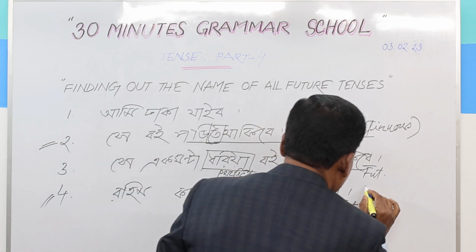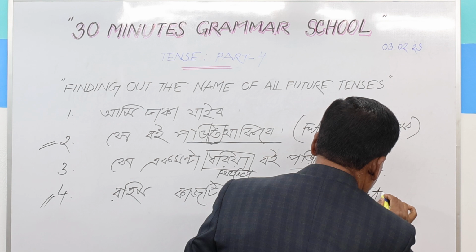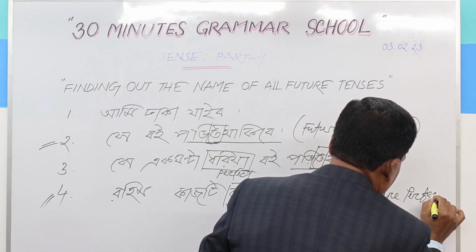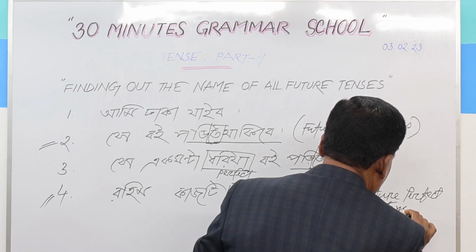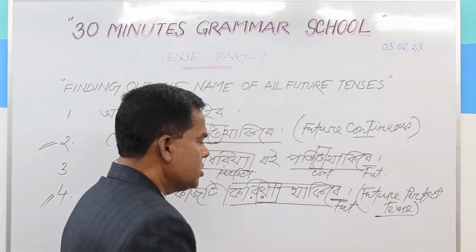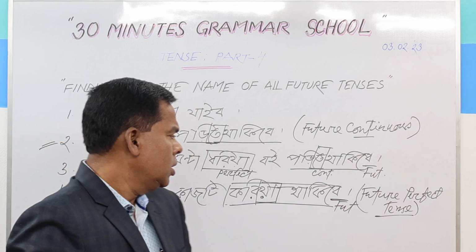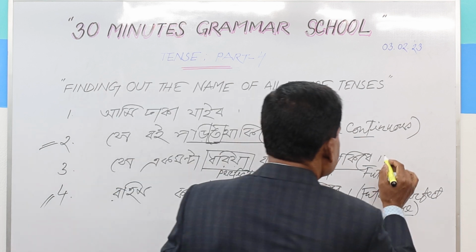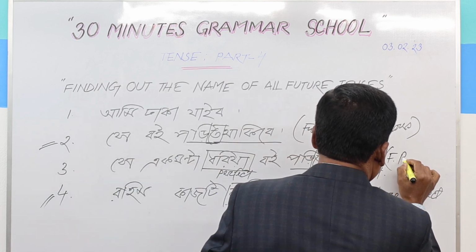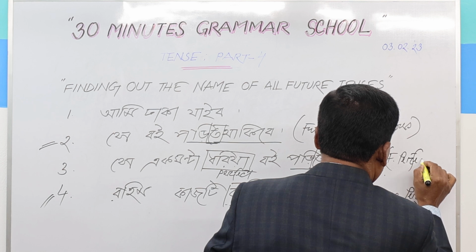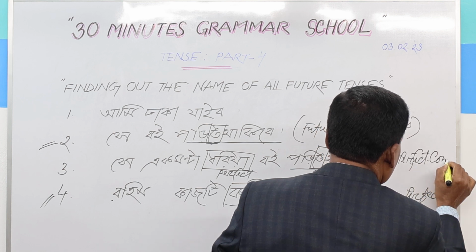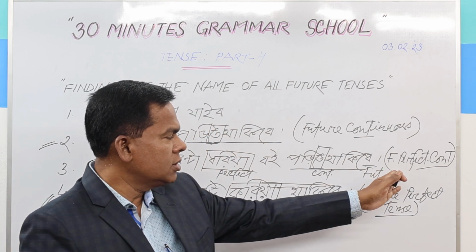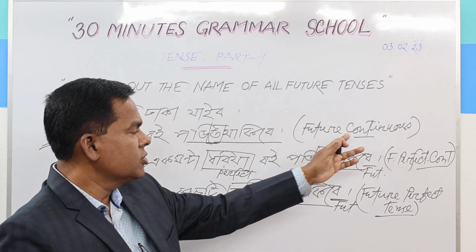So we can say future perfect tense. Understood, boys and girls? So this is future perfect tense. This is the future perfect continuous tense. So this is the future perfect tense. It is the future perfect continuous tense. It is future continuous tense.